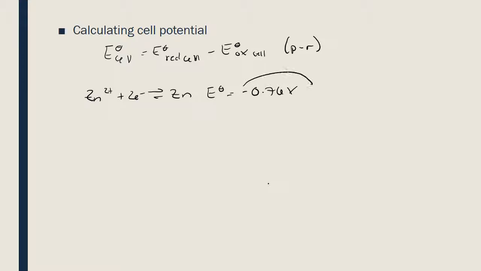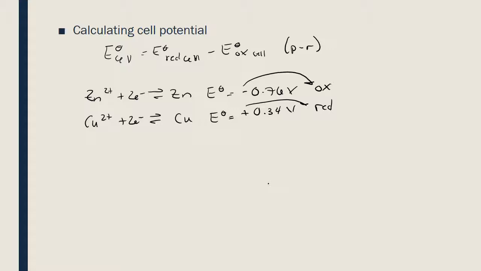Because it's negative, we know it's going to be the oxidized species. We're going to hook this half cell up to a copper half cell. So Cu2+ plus 2 electrons. As you notice, I'm still writing it going from your oxidized to your reduced. Gives us our E theta value. Look in your data booklet, a positive 0.34 volts. Because it is a positive number, that is going to be your reduced half cell.